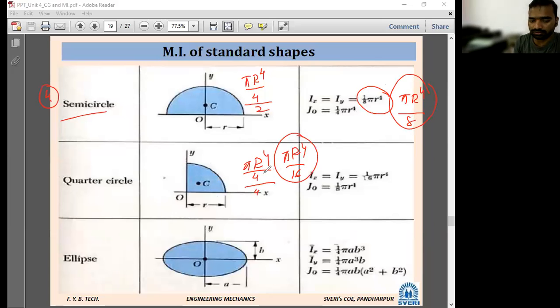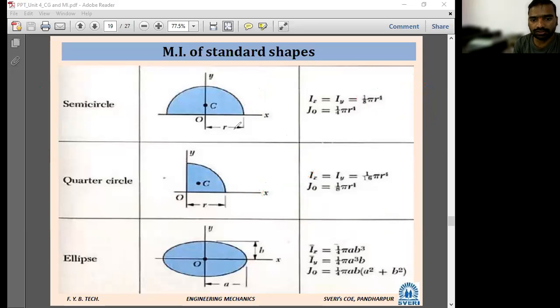Okay, don't write anything. Just write down only the semicircle one. Don't write anything else, just write down this one. In the exam, mostly rectangle, triangle, circle, semicircle, mostly semicircle. You can remember up to 4-5.